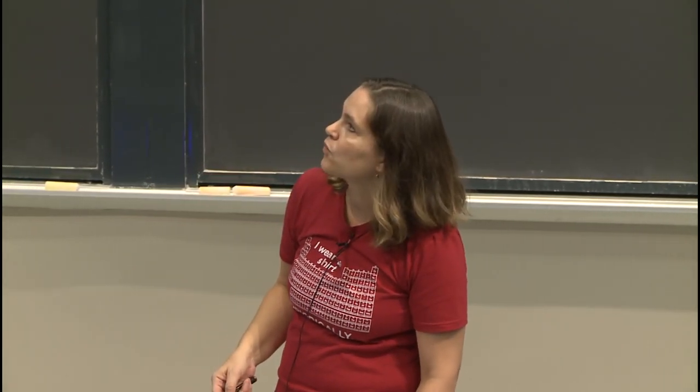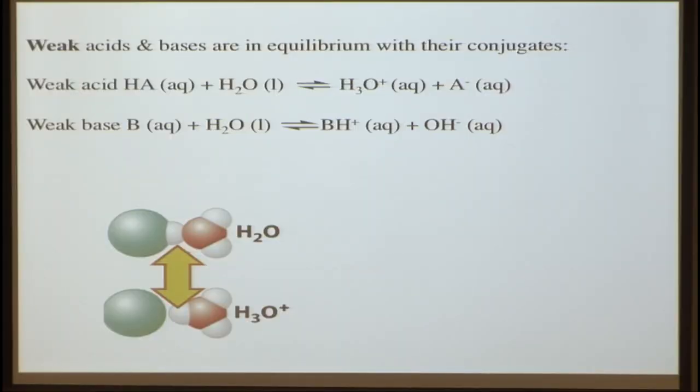Now, for weak acids and bases, it's very different. Here, the equilibrium, you are going back and forth. You have this dynamic equilibrium. The acid in water is forming hydronium ions and A minus. But A minus is also a somewhat good weak base, pushing the equilibrium back the other way. So in this case, we have a back and forth between the forward and the reverse.